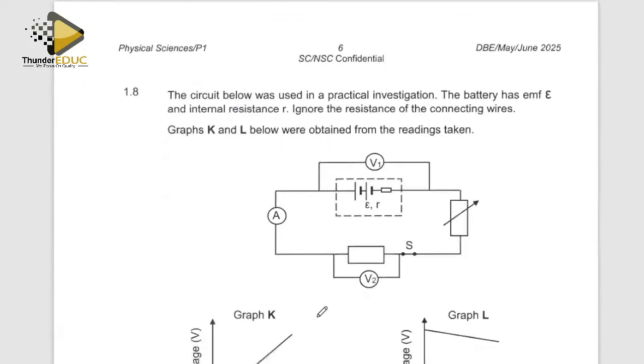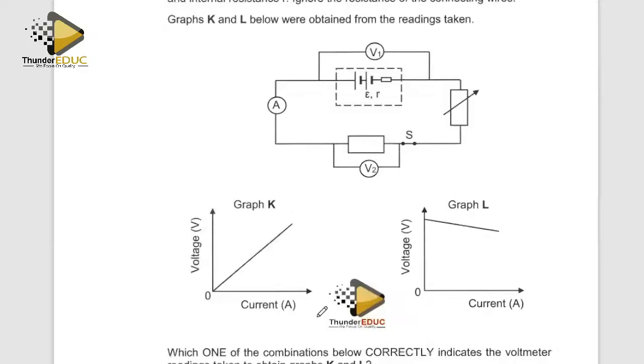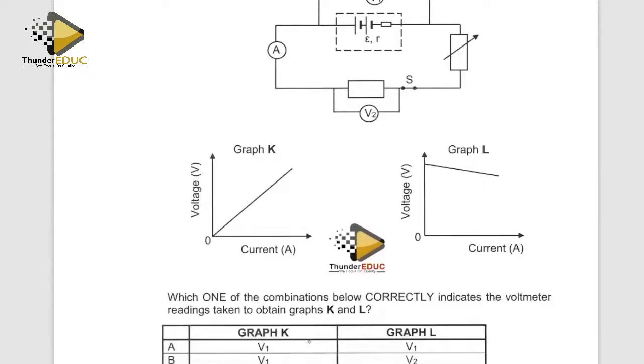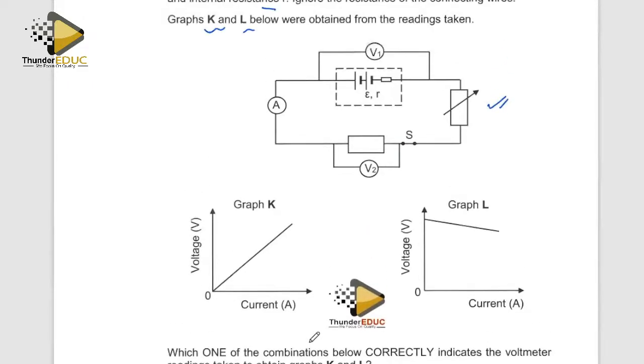Then 1.8, the circuit below was used in a practical investigation. There's an EMF and internal resistance. We must ignore the connecting wires. So we have graphs K and L as obtained. We have an adjustable resistor, which I call a rheostat. So for voltage against current, we have graph K, which obeys Ohm's law, and this one does not obey Ohm's law.